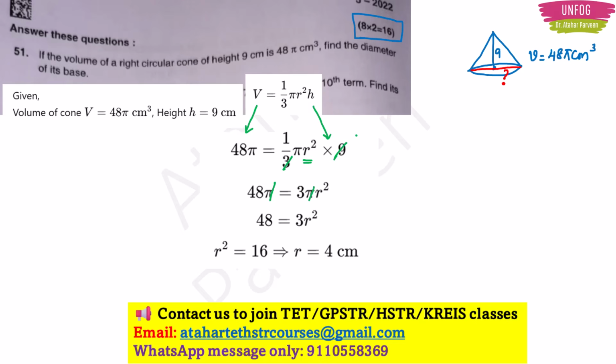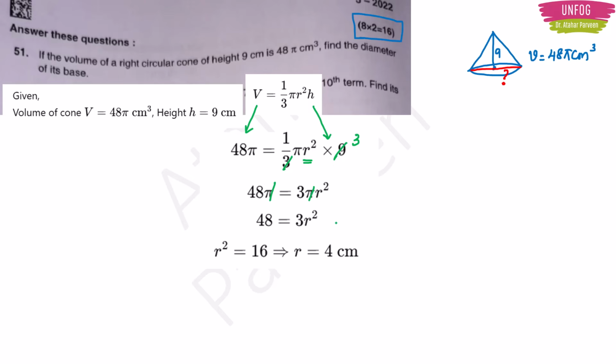3 3s are 9. So I got 48 is equal to 3r square. With this I will have 3r square is equal to 48 and r square is equal to 48 by 3. So 3 1s are 3, 3 6s are 18. So r square is 16, and my r is equal to square root of 16, or 4 centimeter. This is my radius.